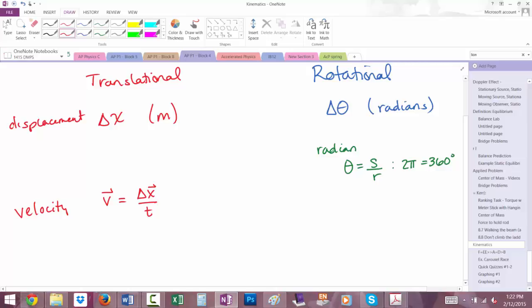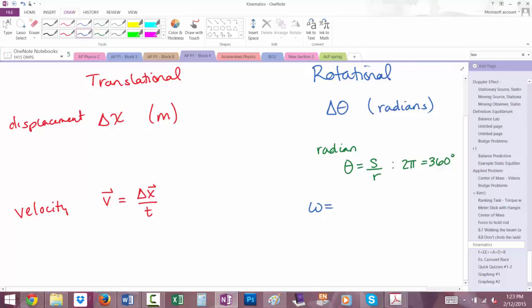We can do rotational velocity as well, or angular velocity is sometimes what we call it. Angular velocity is marked with another Greek letter. It's the Greek letter omega. Say it with me. Omega. Omega. Omega. That is not a W. It is not a curly W. It is the letter omega.